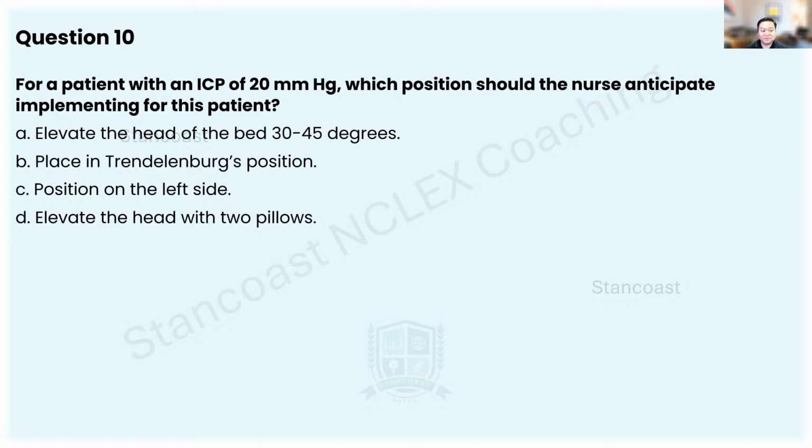A, elevate the head of the bed 30 to 45 degrees. B, place in Trendelenburg. C, position on the left side. D, elevate the head with 2 pillows. The headache in the late stage is much more severe. Yeah, that's the difference. I did not specify that one, but the headache that will be experienced in the later stage will be much more severe. Okay, please add that in your notes. So what would be your intervention this time for a patient that has increased ICP of 20?